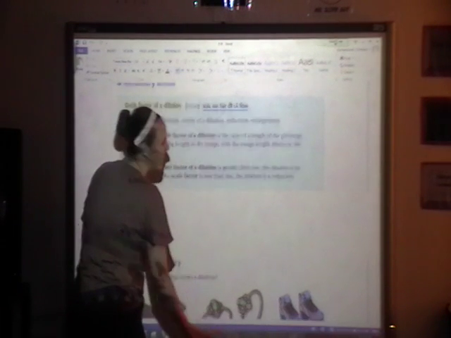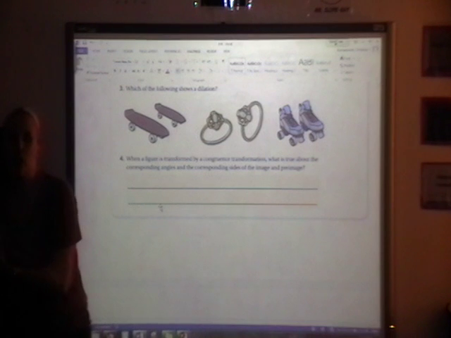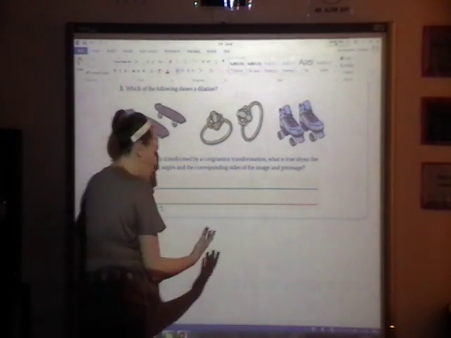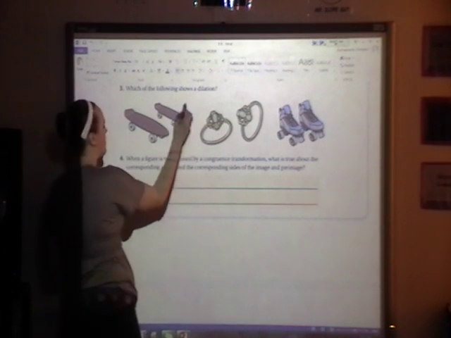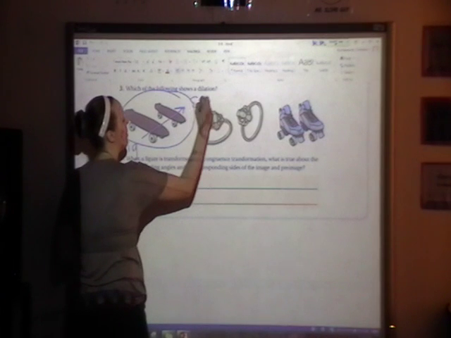Okay. Let's let it not be that day. So, knowing that a dilation is a figure getting bigger or smaller, or vice versa, which of these options show a dilation? Our skateboard. It goes from big to small.